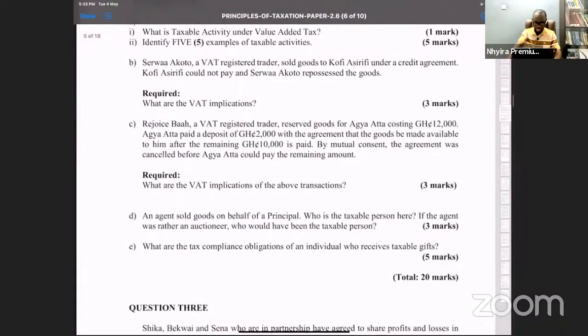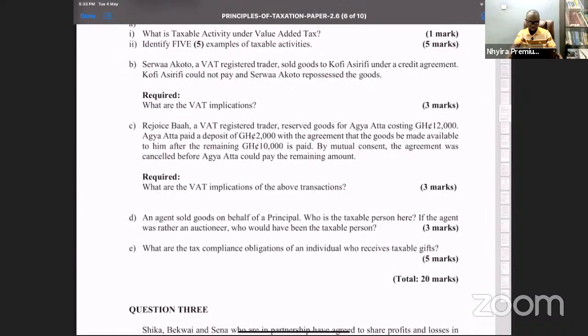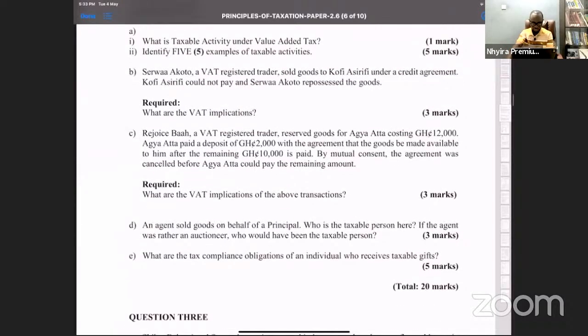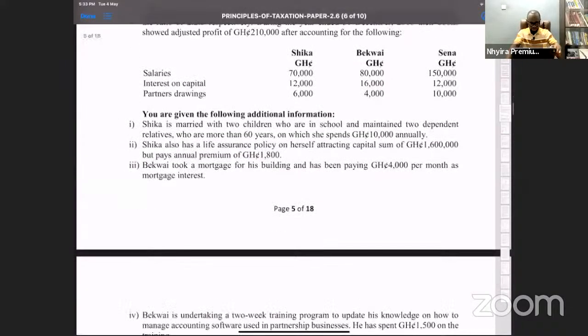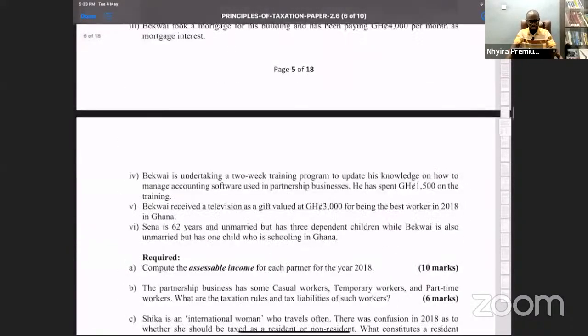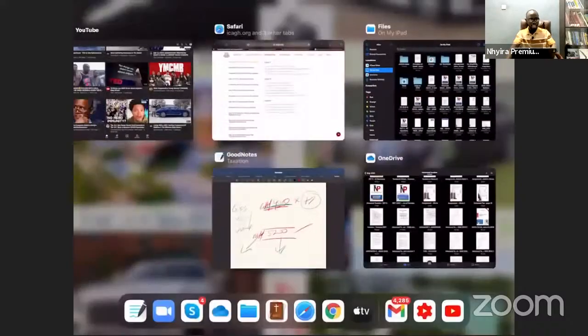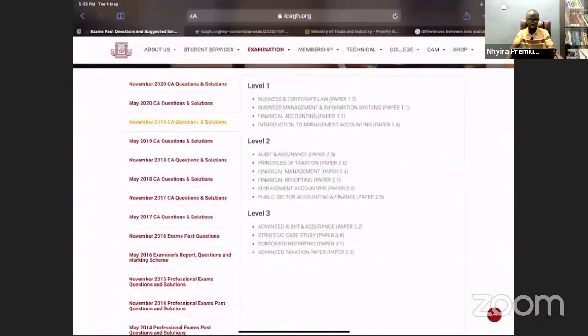So I'm just shocked. Rejoice Bar, costing 12,000, made a deposit. Okay. I think that would be a different context of question. So let me not go there. It's rather November 2019. There is one question like that, and there is a funny way they solve that question.